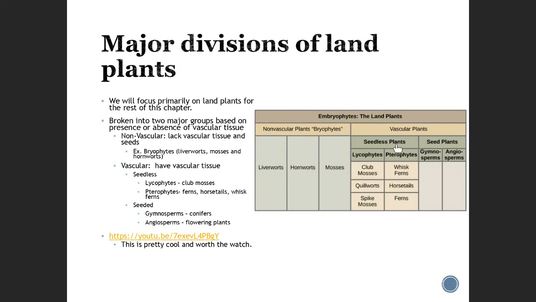And then you're going to have the vascular ones. So they have vascular tissue, but we break them up into two subgroups. So seedless plants and then those that have seeds. So the next lecture will be over this group right here. And then we'll have boom, boom, one on gymnosperms and one on angiosperms.